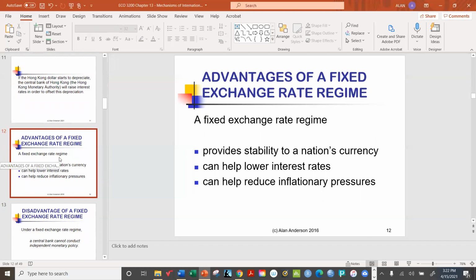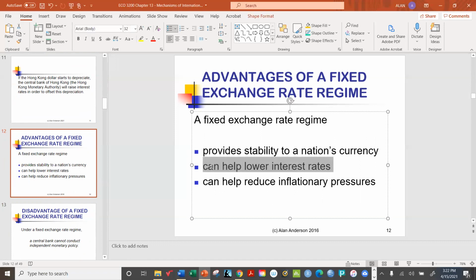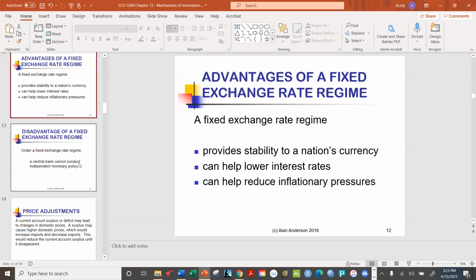So anyway, the good things about a fixed exchange rate regime are it provides stability to the nation's currency, it can help reduce interest rates, and it can help reduce inflationary pressures. In other words, when you have a fixed exchange rate, your interest rates and inflation rates will typically end up being very close to the US rates. And in many cases, that's exactly what they're hoping for. So small countries that have too much inflation or very high interest rates might be attracted to this option because it can help reduce their interest rates and inflation rates much closer to US levels.